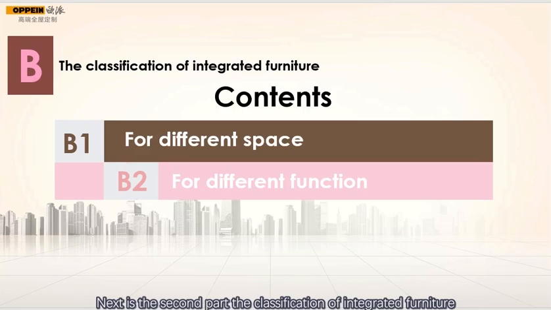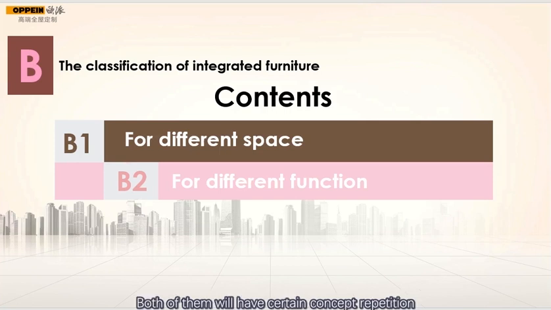Next is the second part, the classification of integrated furniture. This part mainly includes the classification of different spaces and the classification of different functions. Both of them will have certain concept repetition, but this is theoretical knowledge. We can roughly understand it.